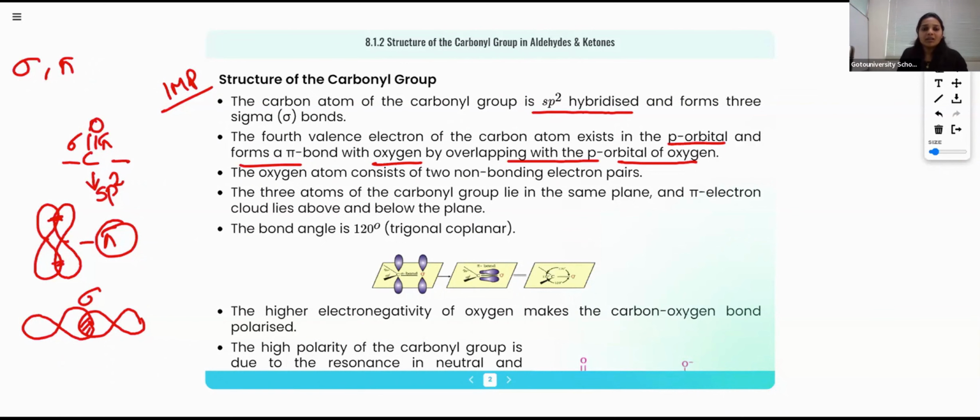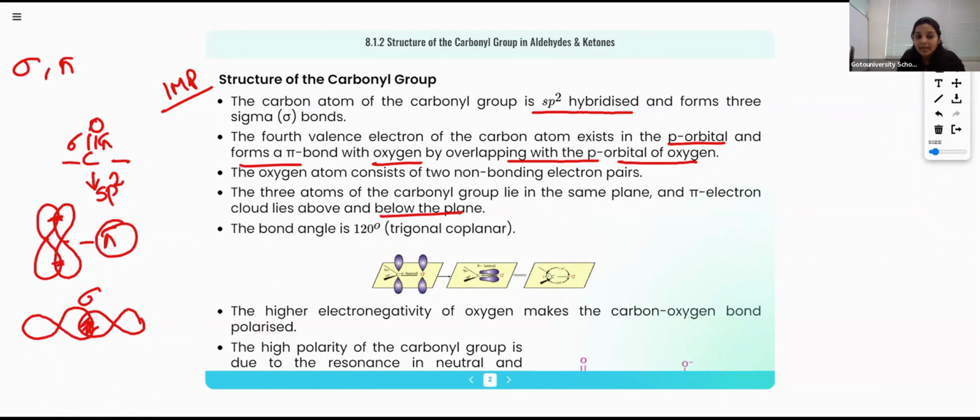Got it? The oxygen atom consists of 2 lone electron pairs. We know that one. The 3 atoms of the carbonyl group lie in the same plane and the pi electron clouds lie above and below the plane. I told you the same thing, because if the overlapping is sidewise, what will happen? In head-on overlapping, the overlapping area should contain the electrons. But in a sigma bond, only one overlapping area is there, so electron density will be concentrated on this area only.